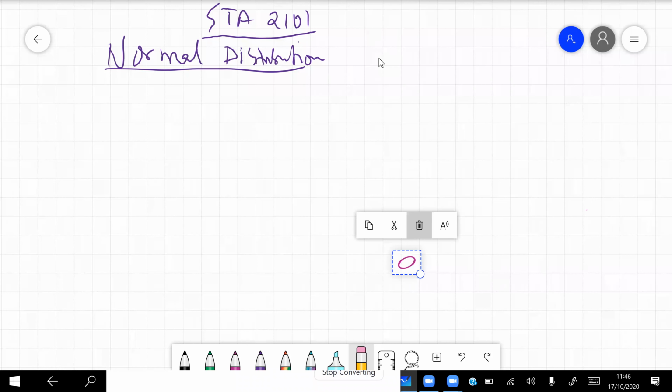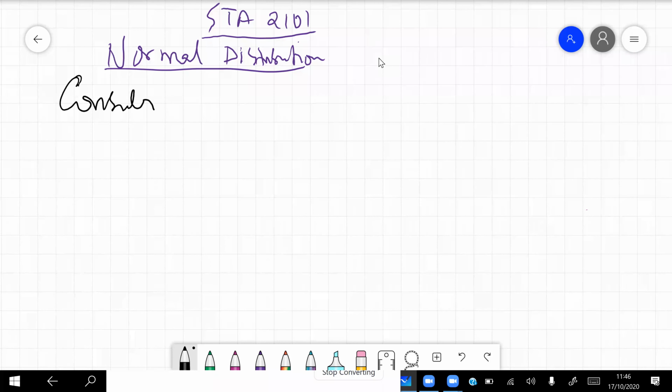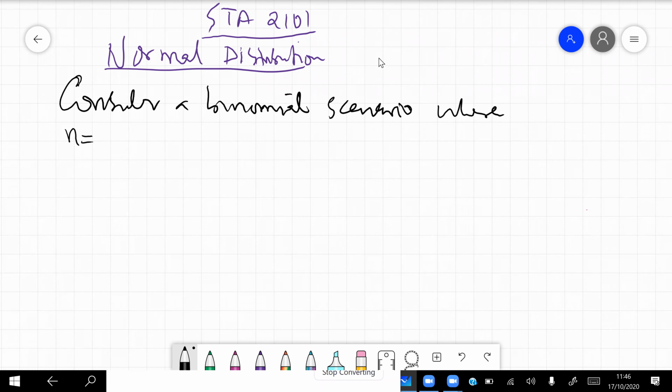So let's consider a binomial scenario where n is equal to 10, and p is 0.5. I want us to draw a histogram to represent the probability distribution of this scenario.